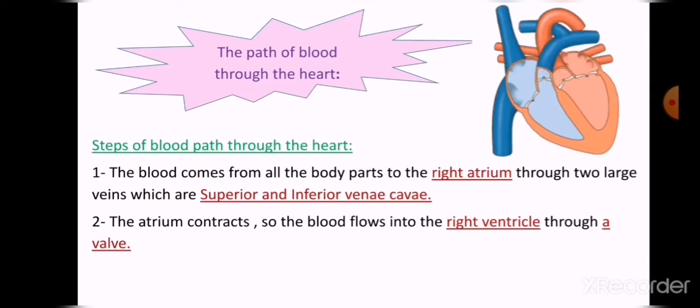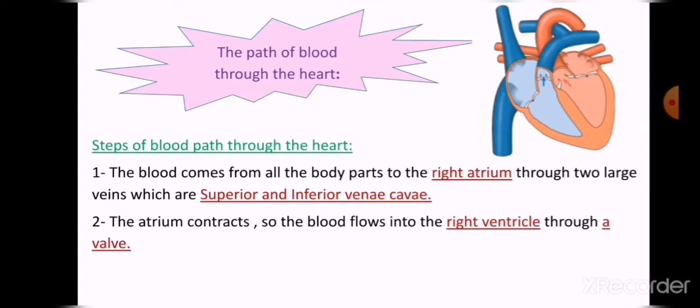At first, you have to know that the right side of the heart deals with the carbon dioxide gas, but the left side of the heart deals with the oxygen gas. So the right side deals with the deoxygenated blood, but the left side deals with the oxygenated blood.